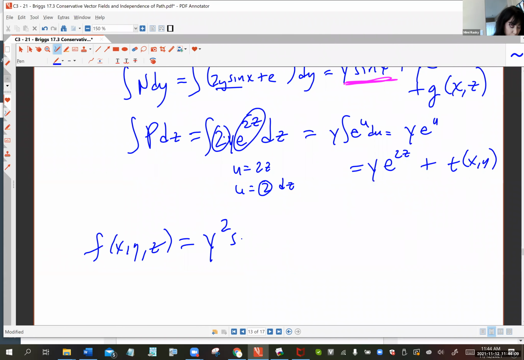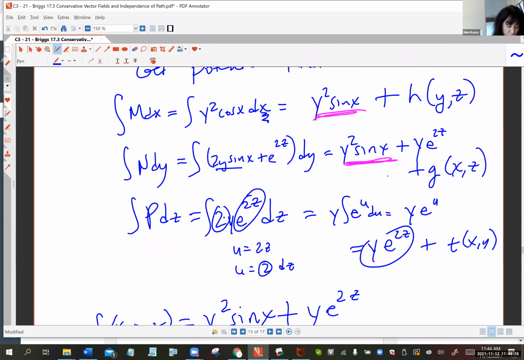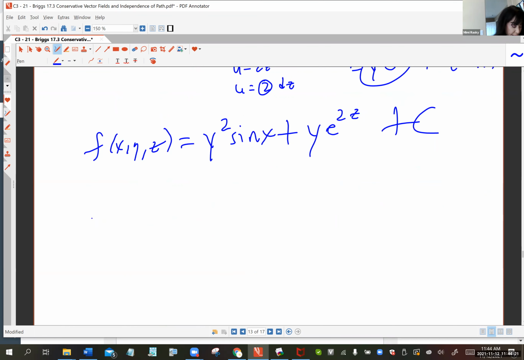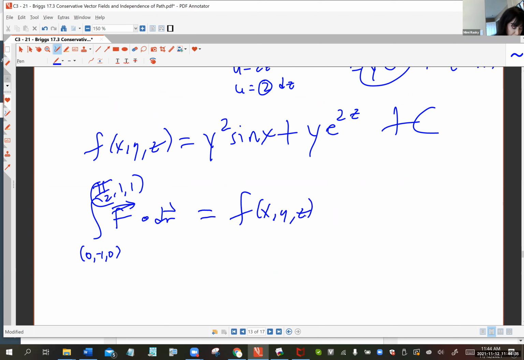You take one of the duplicates, y squared sine x, and then you've got that other guy, the y e to the 2z. And notice that that showed up twice also. Don't add them together, plus c. So now what? Finally, this line integral that they want us to evaluate, F dot dr, is going to be the potential function evaluated between the starting and stopping points. So you just do a lot of substituting here.